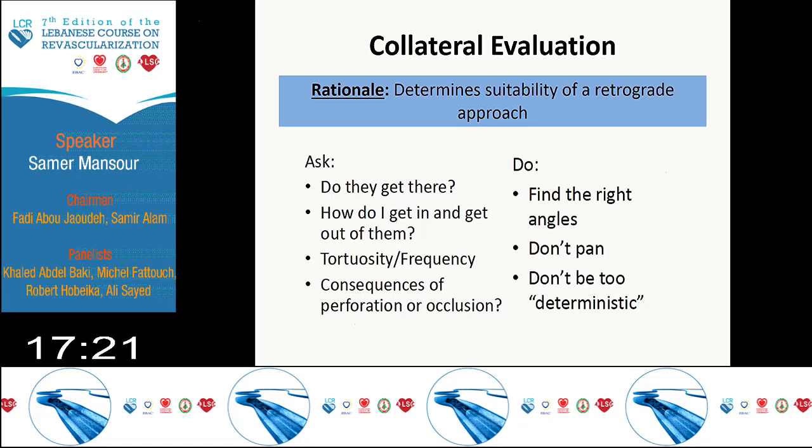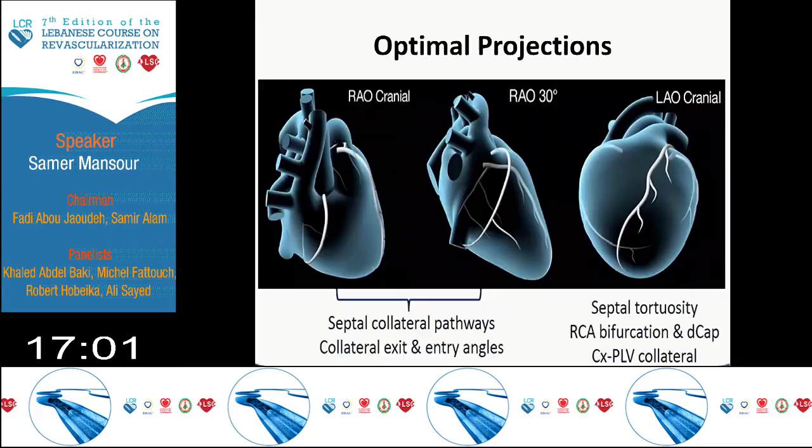Where will they go? How much will I get from my distal cap? Are they tortuous? Are they frequent? If I lose this collateral, it will impact the ischemic burden of that patient. I may lose visibility. All those questions you need to ask and look at before you start the procedure. Find the right angle. Don't pan when you are doing the angiogram, because you need to follow those collaterals, and don't be too deterministic.